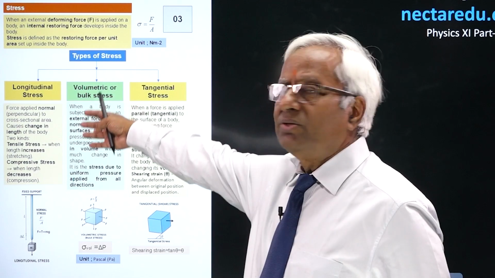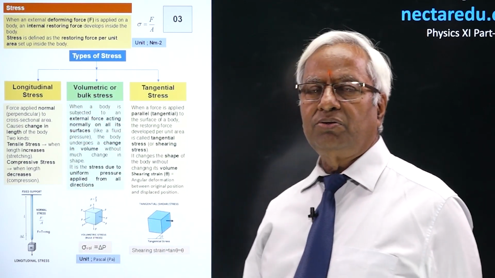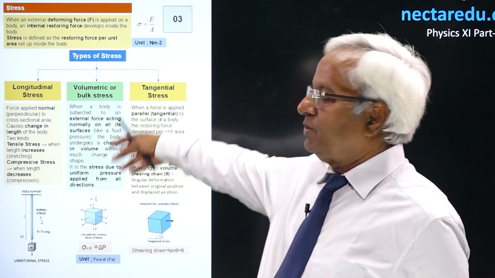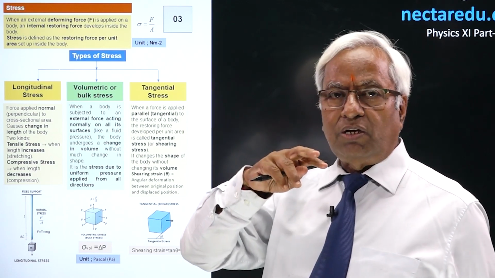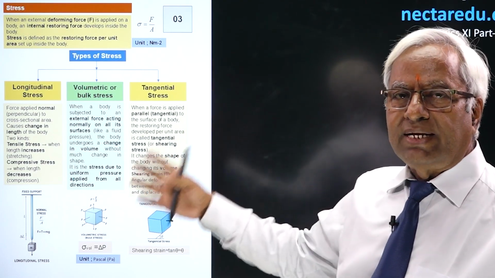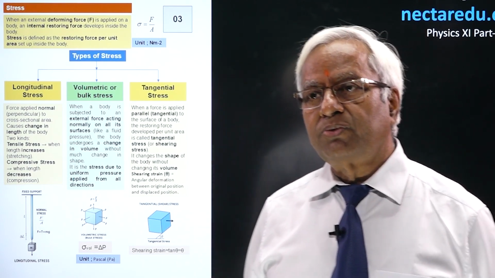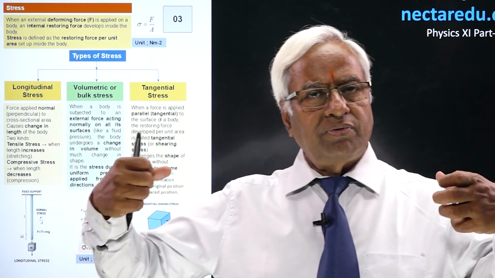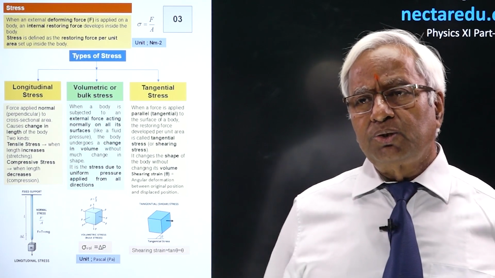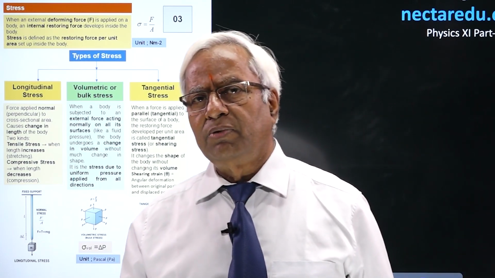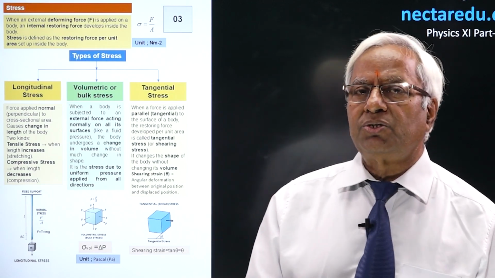When length is subjected to change, it is longitudinal. When volume undergoes the change, it is volumetric, and when the effort is there to change the shape, then it would be known as tangential. When deforming forces are applied, intermolecular forces will have a tendency to oppose the deformation. This restoring force, or the intermolecular force acting per unit area, would be known as stress.